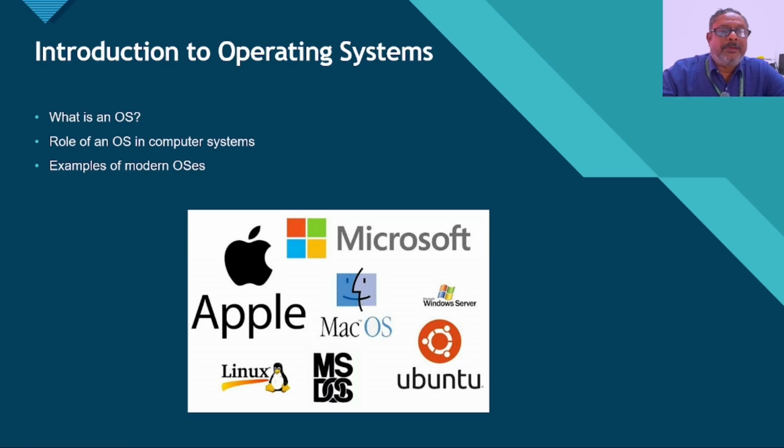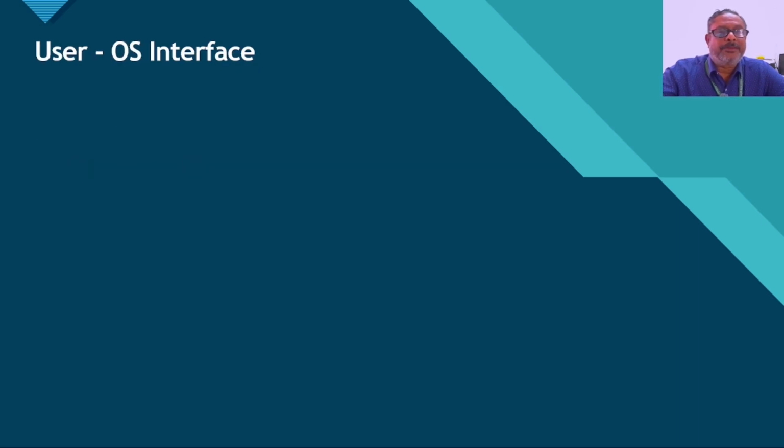So the various examples of the operating system: it may be Microsoft's Windows, which started with the disk operating system, and now we have Windows. Apple's operating system, we have Mac OS. We have the Linux operating system. We have a version of the Linux operating system, Ubuntu. Then on the server side, we have Windows servers and all. So many versions are available. Many companies are coming out with many versions of the operating system. So these are some examples of operating systems.